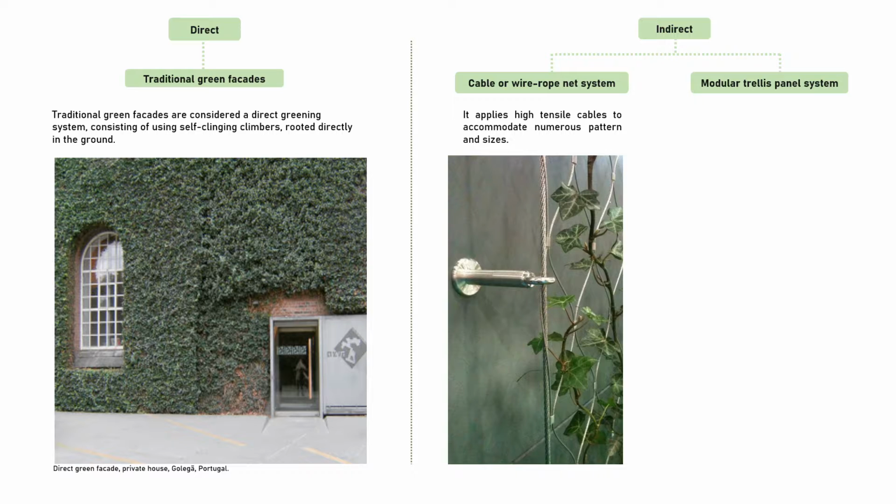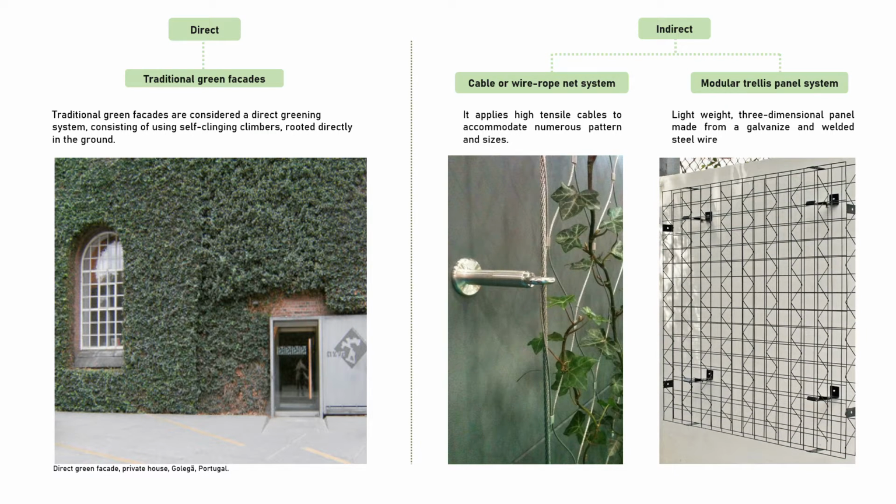Next, we have the modular trellis panel system. So this is a lightweight three-dimensional panel made from galvanized, as shown in the picture, and welded steel wire.